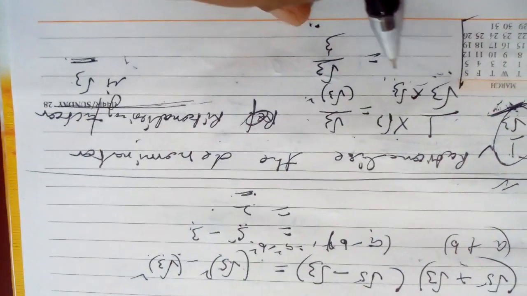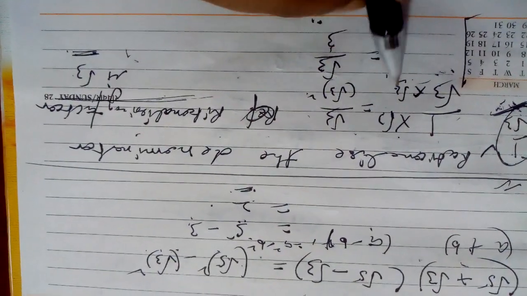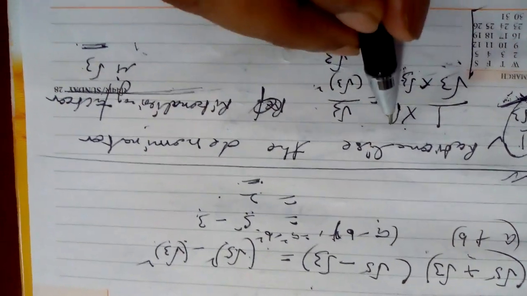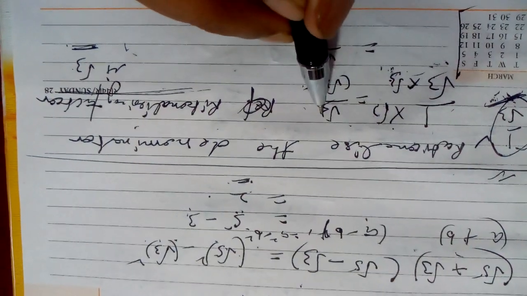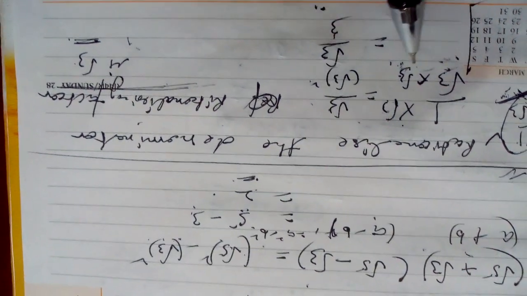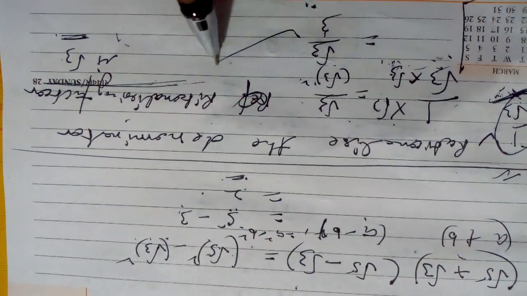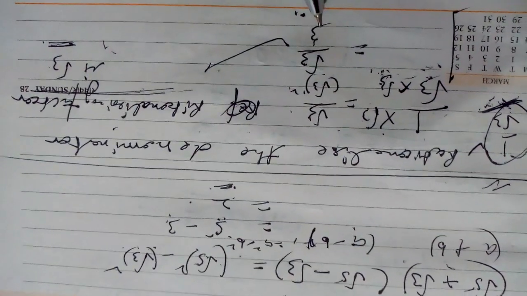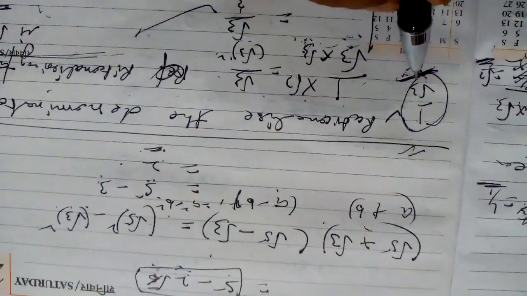By this RF, you multiply the numerator and denominator for balancing the fraction. 1 by root 3 into root 3 by root 3. Root 3 into root 3 is root 3 square, which is 3, and you are getting a denominator as a rational number. Here a single term was given.